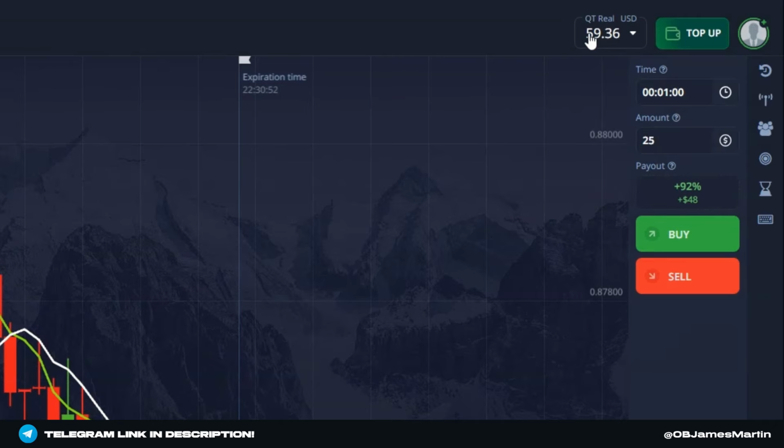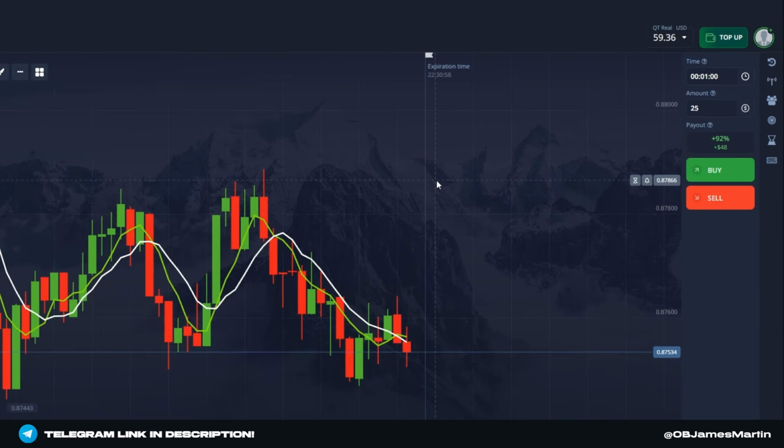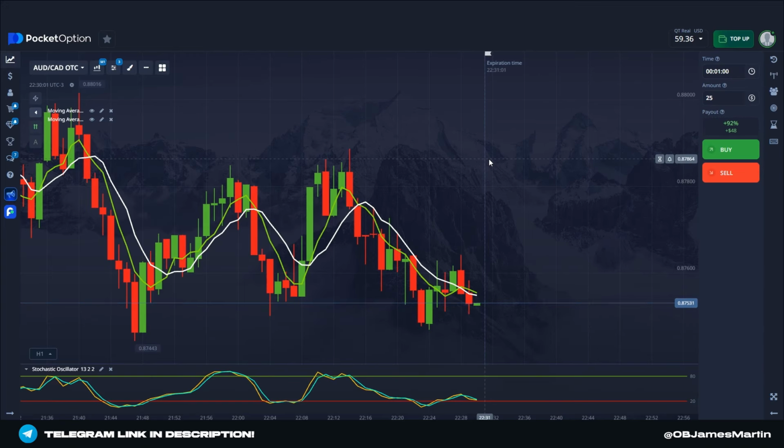If you want to use the same that I'm using, that's yellow, blue ocean, green, red. All right, we're going to start with $59, 1 minute expiration time, and we're going to start the first operation with 25. So let's try.